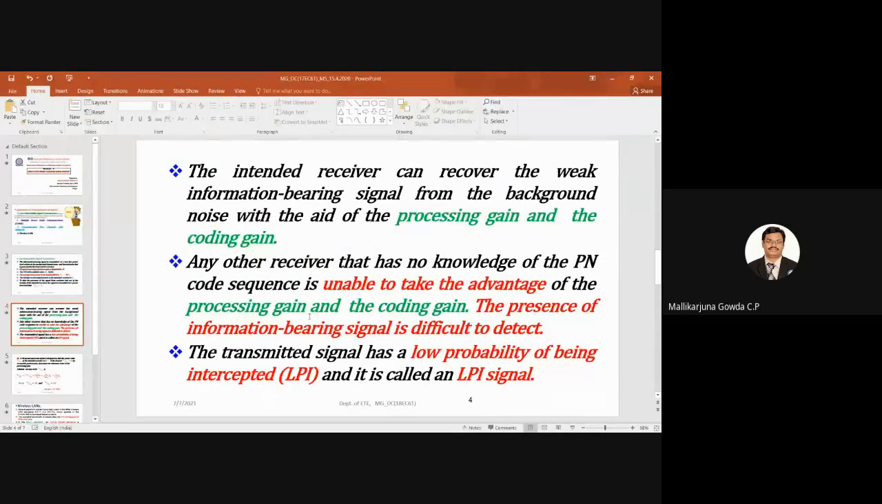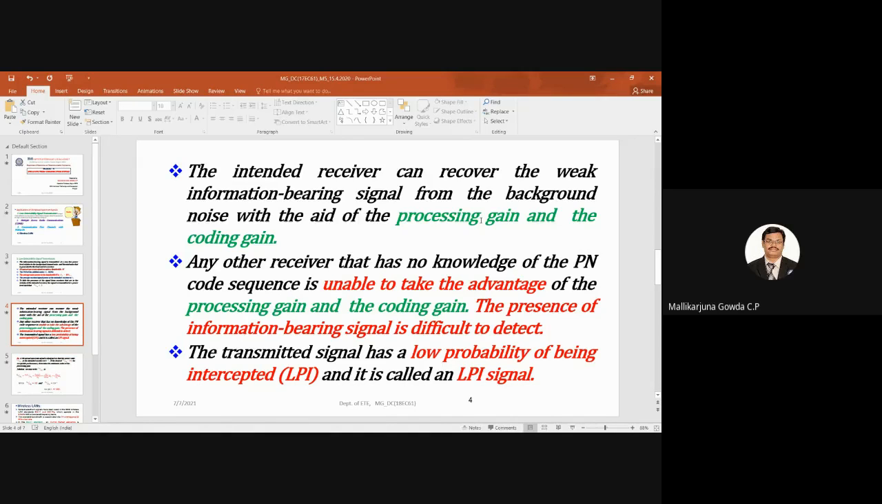Okay, so the intended receiver can recover that weak information signal from the background noise with the aid of what? The processing gain and the coding gain, which I discussed in yesterday's class, right? So processing gain is what it is denoted as. We can equate processing gain with many parameters, right? I said it is Tb by Tc, or it is also known as W by R, right?